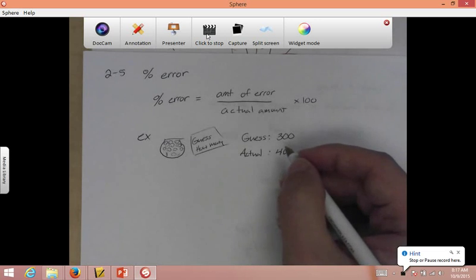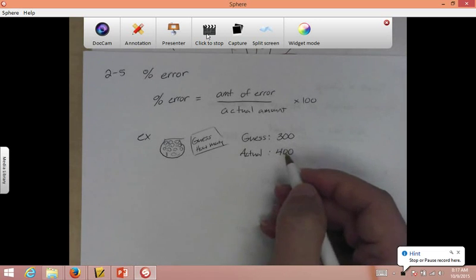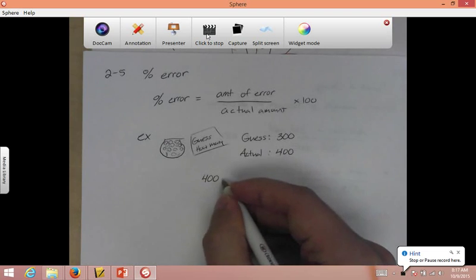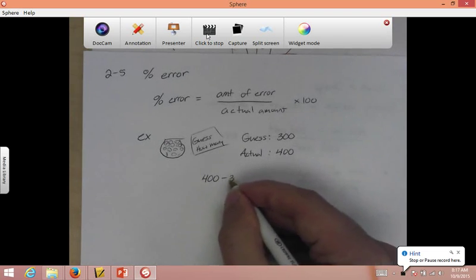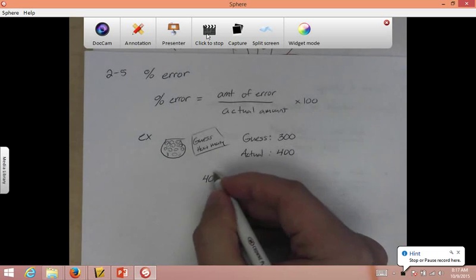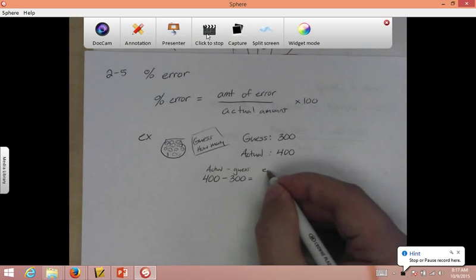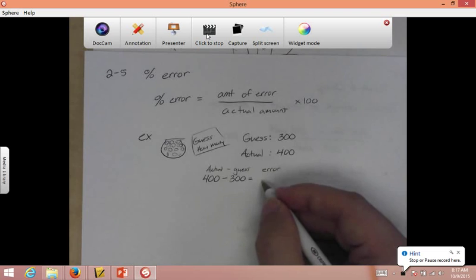So, first of all, what was the error? Well, the actual amount was 400, and the guess was 300. So actual minus your guess, that's going to equal your error. So what was the actual error? How many of these things were you off by? 100. You were off by 100.